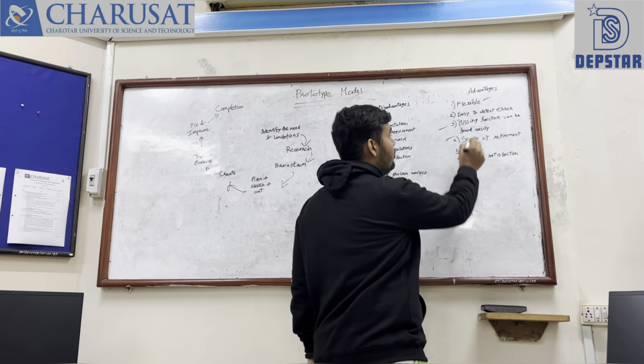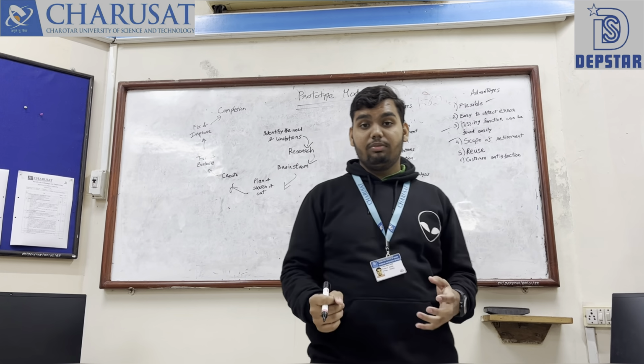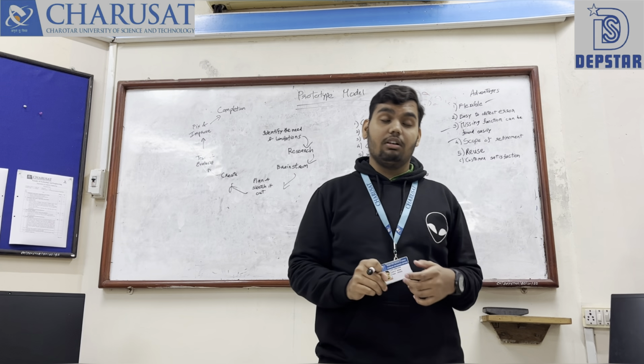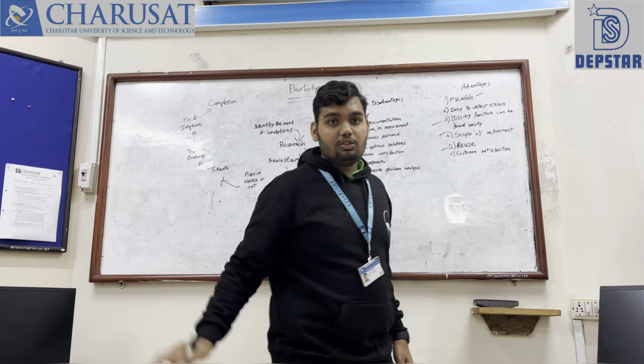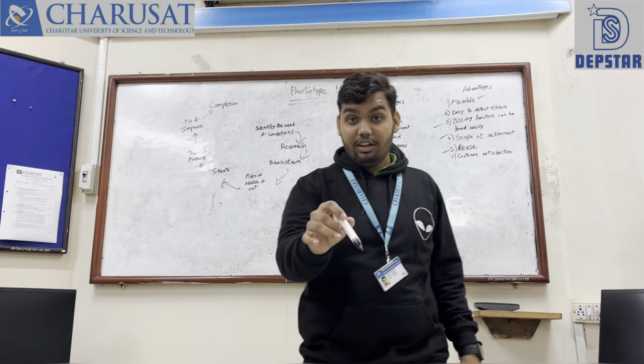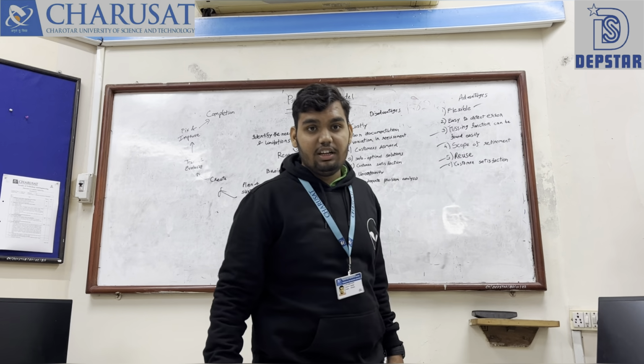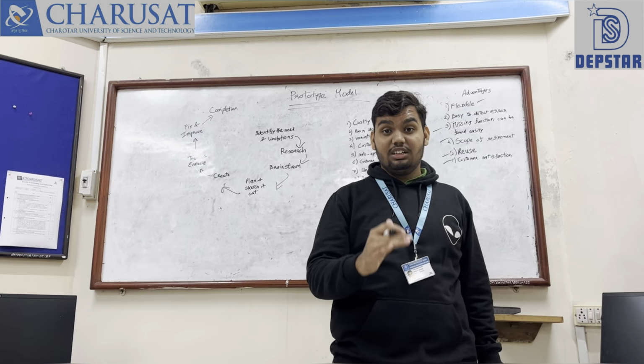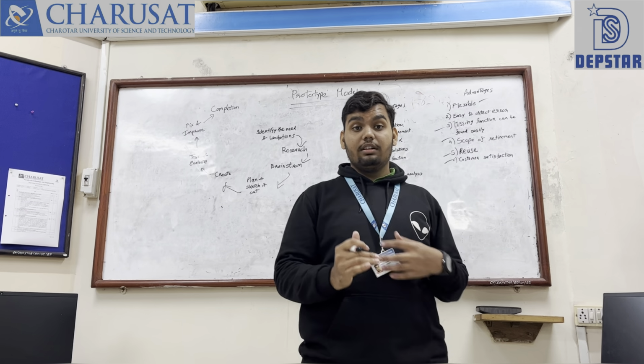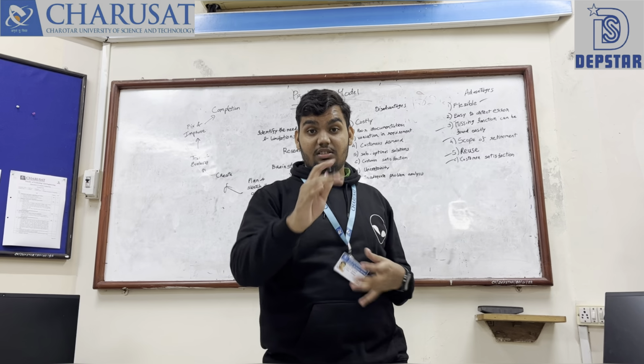Fourth one is scope of refinement. So there is a scope of refinement, meaning new requirements can be easily found. Fifth one, reuse. So it can be reused by the developers for more complicated projects in the future. And the last one is customer satisfaction. It ensures a greater level of customer satisfaction and comfort. It helps developers and users both understand the system better.